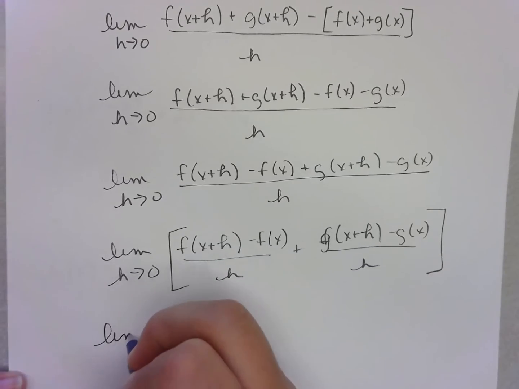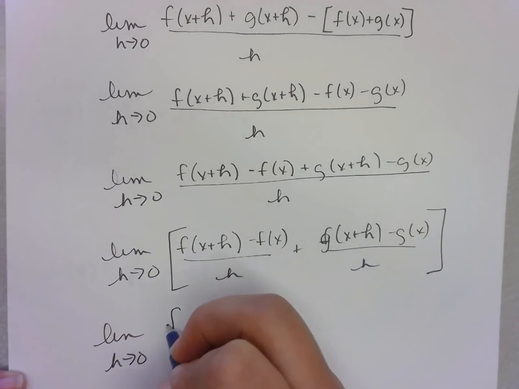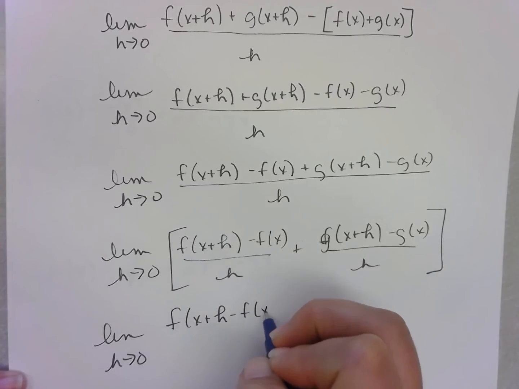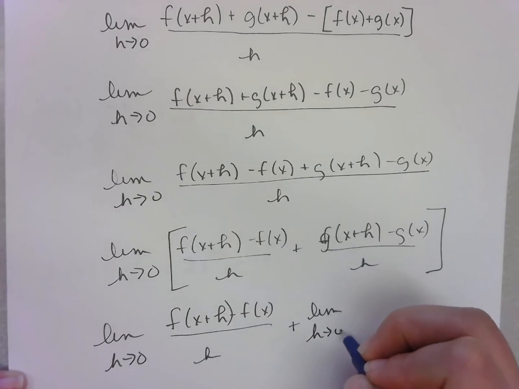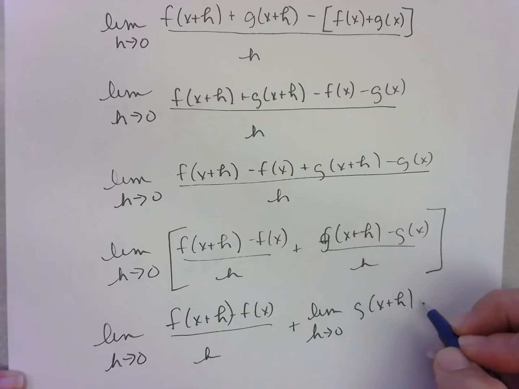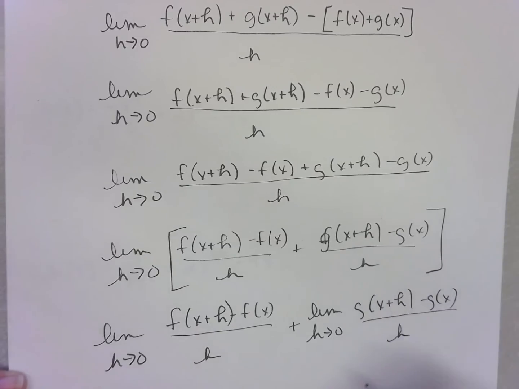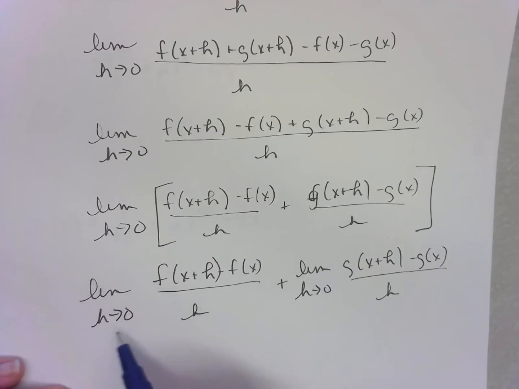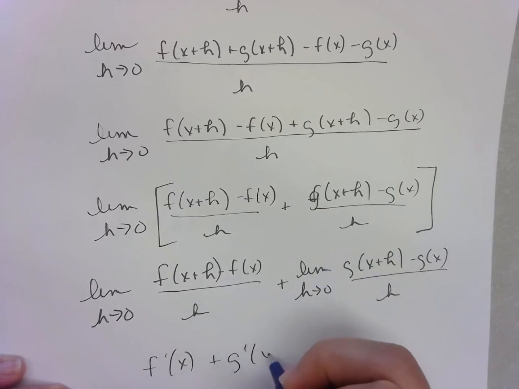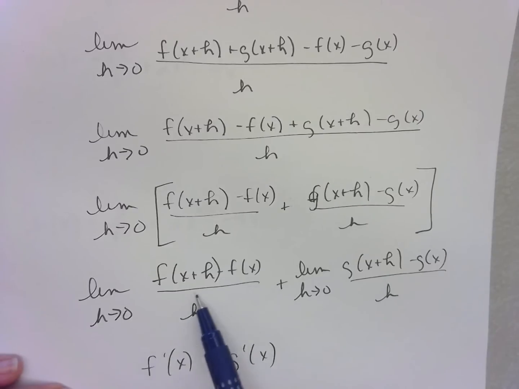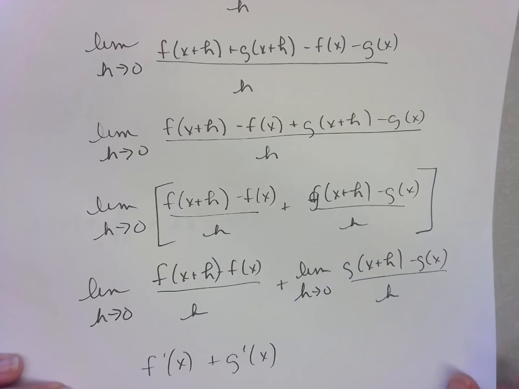So I have the limit as h approaches 0 of f of x plus h minus f of x over h, plus the limit as h approaches 0 of g of x plus h minus g of x over h. And this is exactly the definition of f prime. So this is f prime of x, and this is the derivative of g. That's the literal definition of what it means to be f prime, and this is the literal definition of what it means to be g prime. Okay, so we have another new rule for us.